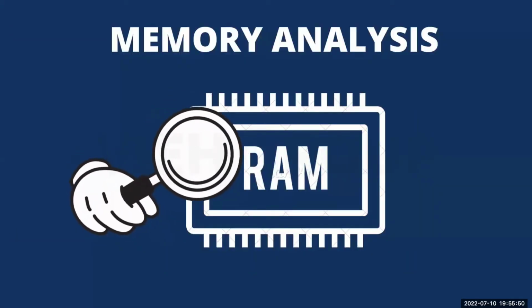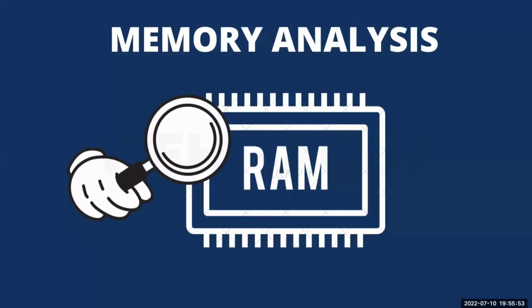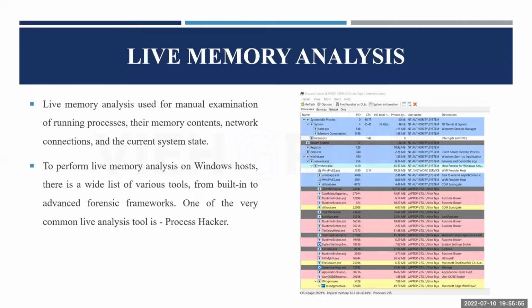Next is memory analysis. Memory analysis is again of two types: live memory analysis and memory dump analysis. Live memory analysis is for manual examination of running processes, their memory contents, and what network connections are running in the system and the current system state. There will be situations where the investigator won't have enough time to acquire a memory dump, and in those situations live memory analysis is the best preferred option.